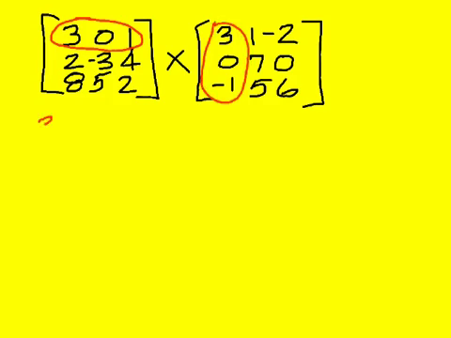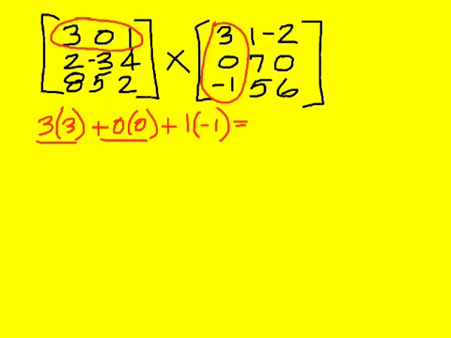Multiply those two together. 3 times 3 plus 0 times 0 plus 1 times negative 1. And arrive at an answer of 9 plus 0 plus a negative 1, which will be 8. And you would put that in row 1, column 1, here. And do the same thing for the other columns all the way through.